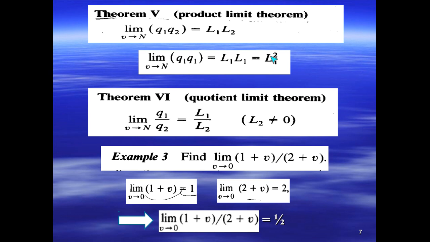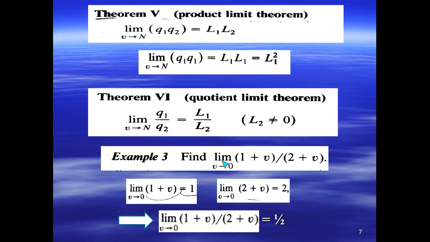So theorem 6 is the quotient limit theorem. The limit of q1 over q2 when v goes to n would be L1 over L2. The limit of the quotient will be the quotient of the limits, but under the condition that L2 is different from 0. Of course, the denominator should not be 0. So L2, whatever is in the denominator, should be different from 0.